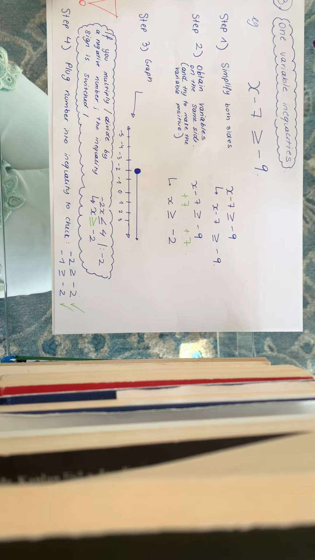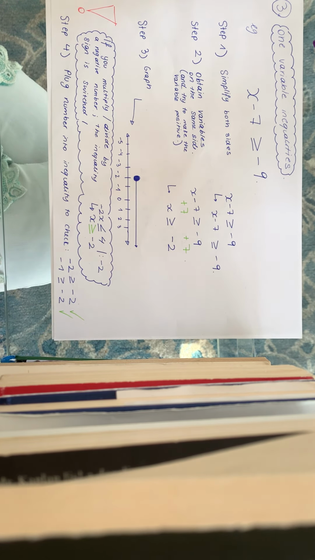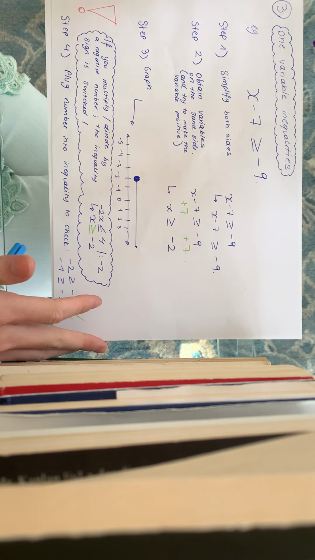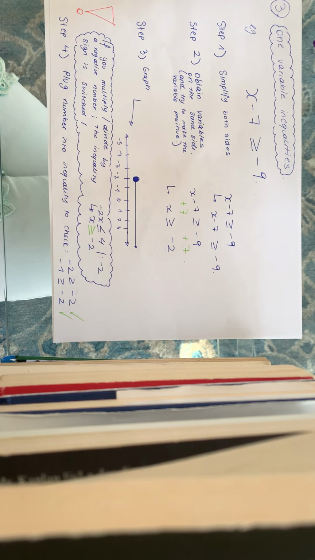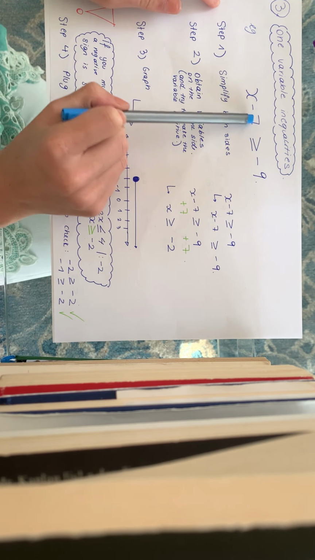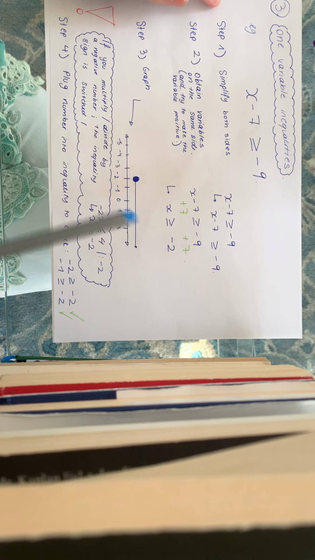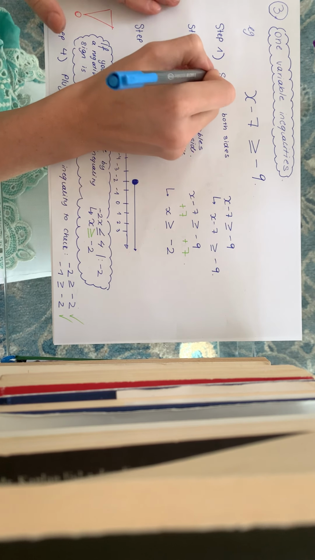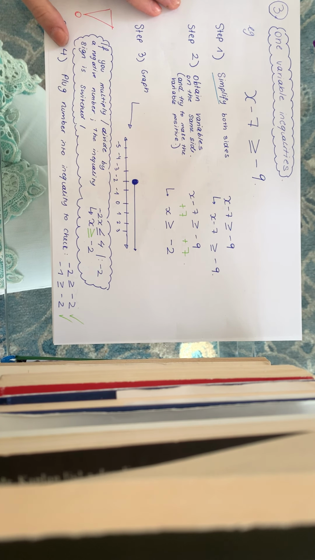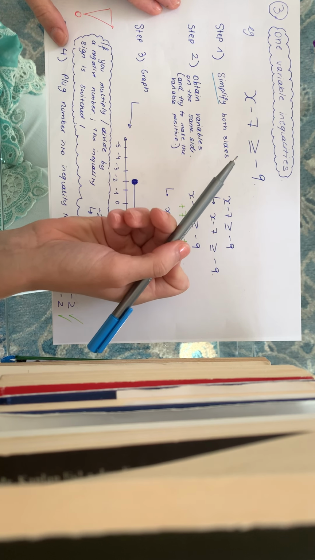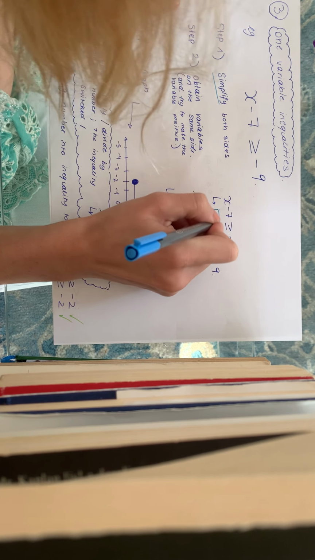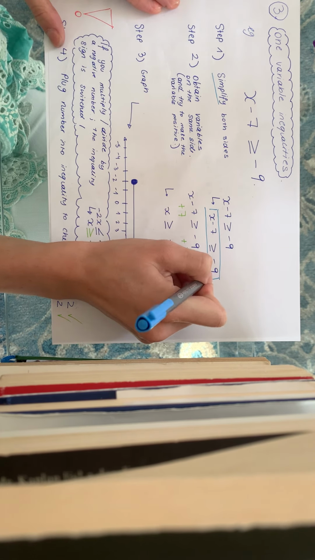Now, I will also show you how to do more mathematical and algebraic inequalities, where it is not a real life example. The example that I have chosen is x minus 7 is greater than or equal to minus 9. Step 1 is to simplify both sides. As this is already super simple, we don't need to simplify. I just kept it the same. X minus 7 is greater than or equal to minus 9.